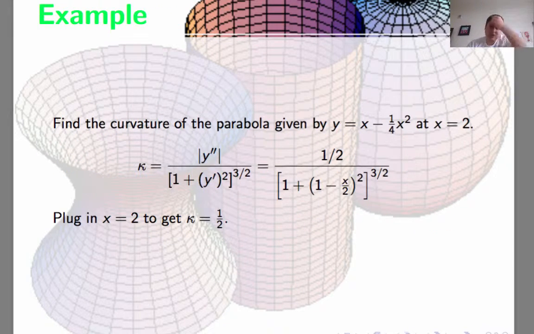Okay, so let's do an example. Let's find the curvature of the parabola given by y equals x minus 1/4 x squared at x equals 2.